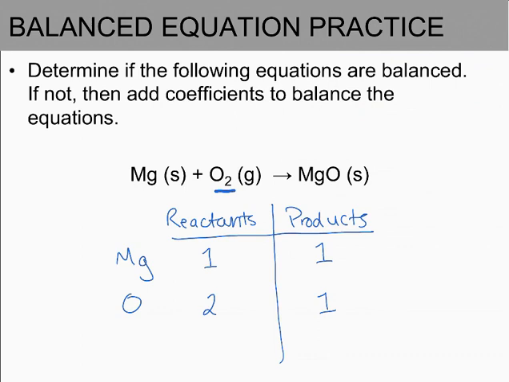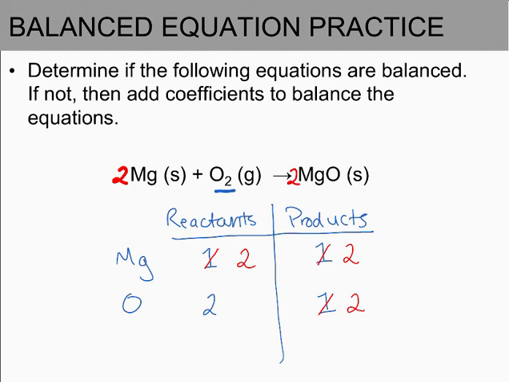So hopefully you said add a coefficient of 2 in front of our product. So that's changing the number of oxygens to 2, but we're also doubling the number of magnesium atoms as well. So now oxygen is balanced, but magnesium is no longer balanced. So what can we do to balance magnesium? Hopefully you said put a 2 in front of magnesium on the left. All right, so now we have 2 magnesiums on each side and 2 oxygens on each side. So now it is balanced.